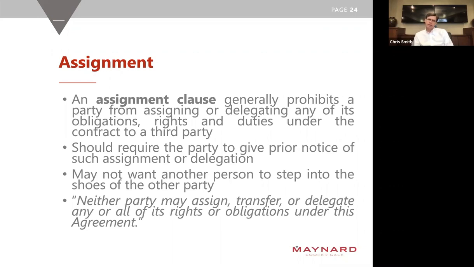Again, assignment provisions fall into the category that a lot of people call boilerplate, which means that the parties don't pay attention to them until they actually want to assign the document, and they go back and really hope that whatever their goal is matches up with what the assignment provision in their document says.